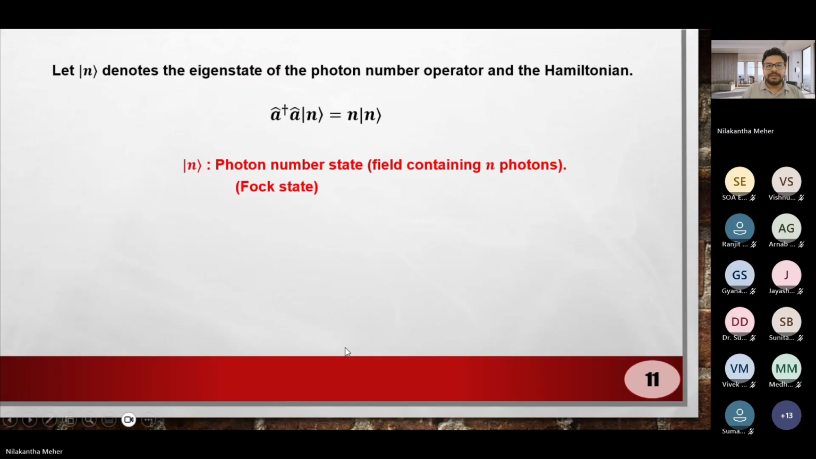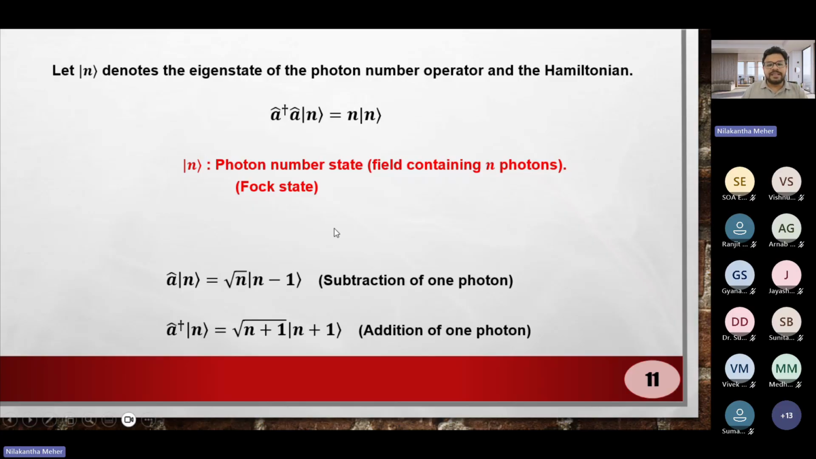Now let us denote by n the eigenstate of the photon number operator and the Hamiltonian. This n we will call the photon number state or Fock state. And let us try to see how we can generate this optical photon Fock state. This ket n represents the field containing exactly n photons. And what are the actions of A and A dagger? A will subtract one photon from the cavity field, and A dagger will add one photon to the cavity field. This is the action of A and A dagger.